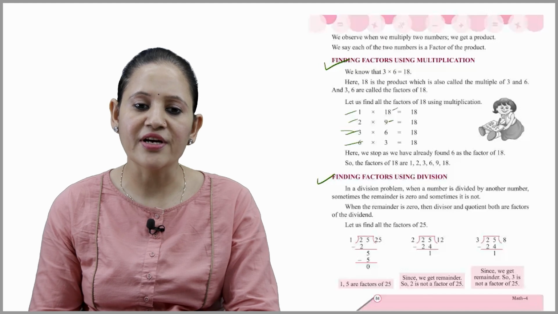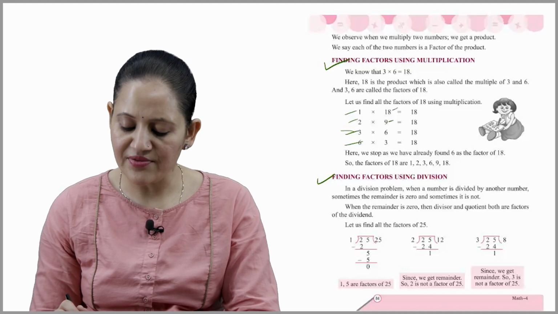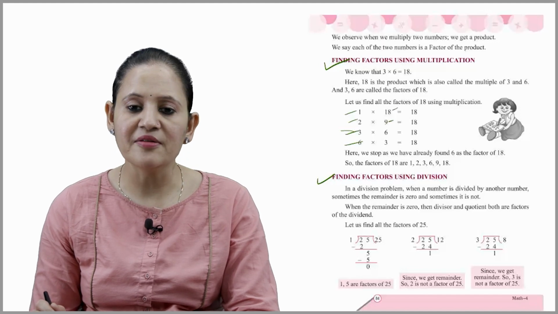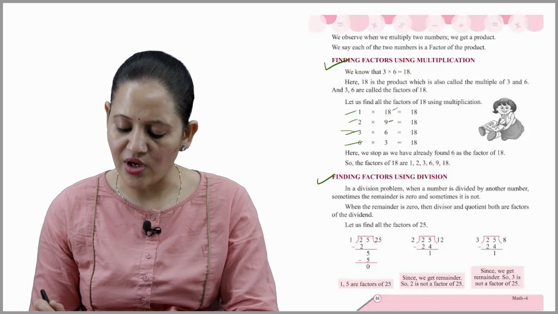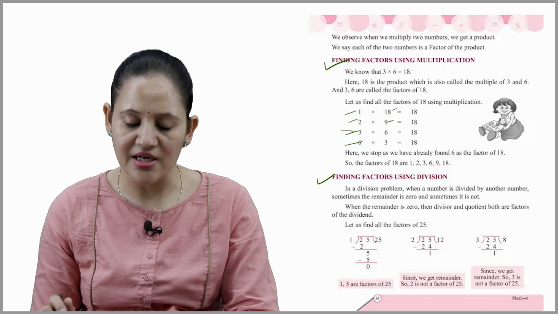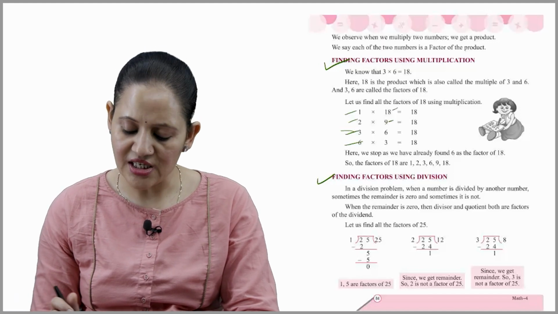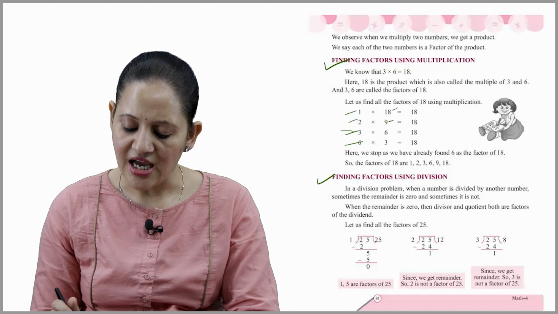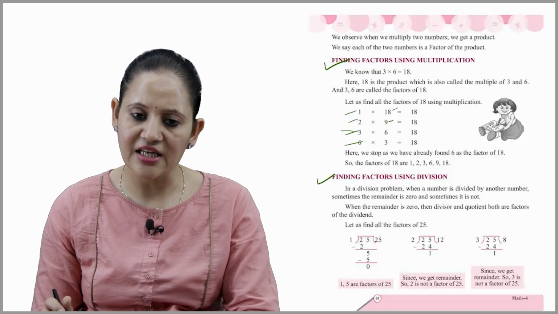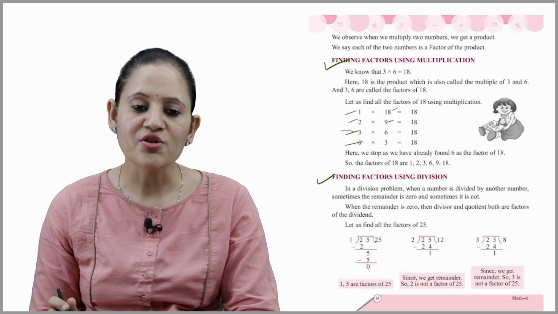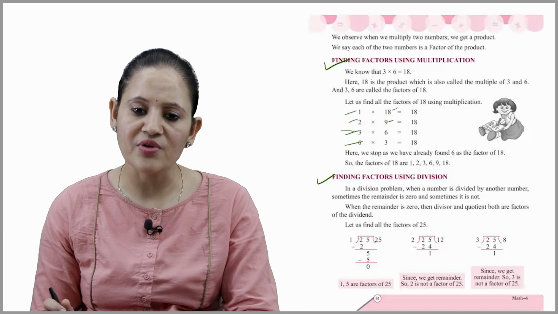Let us find all the factors of 25. So 25 divided by 1, exactly divide करेगा, remainder 0. If we divide it by 2, so remainder क्या आएगा, 1. 3 से divide करेंगे, again remainder is 1. So we can say 1 and 25. आगे हम divide करेंगे 5 से तो exactly divide हो जाएगा. So we can say 1 and 5 are the factors of 25.